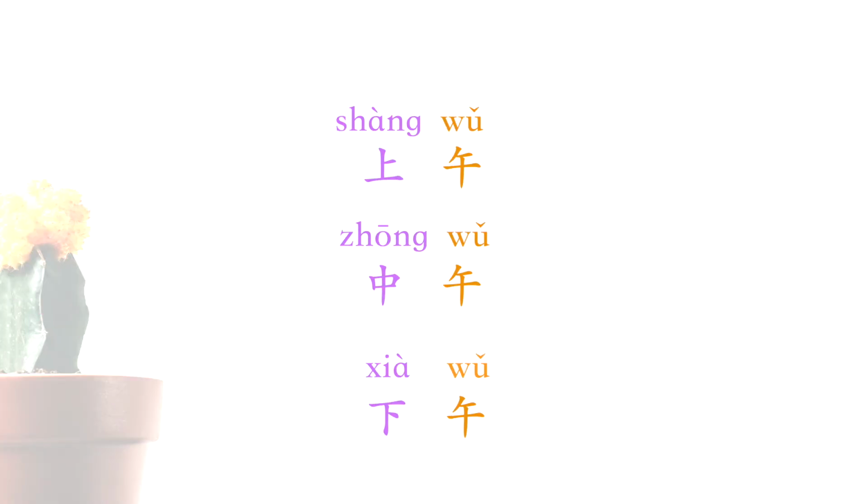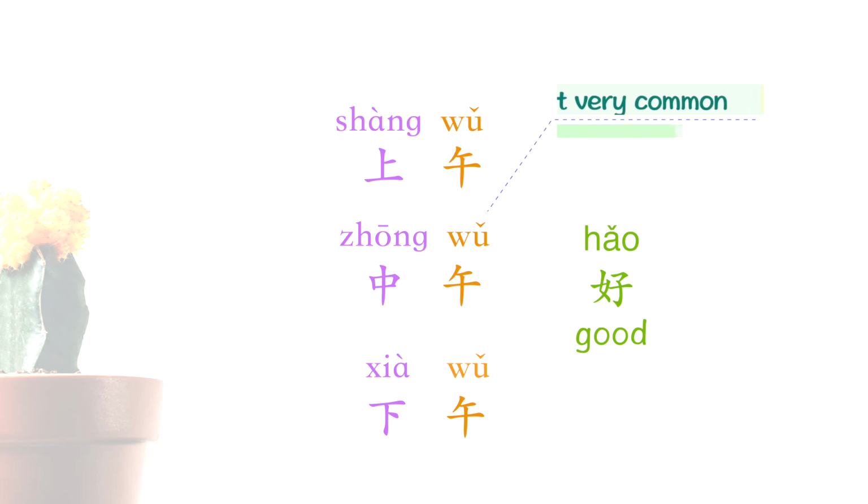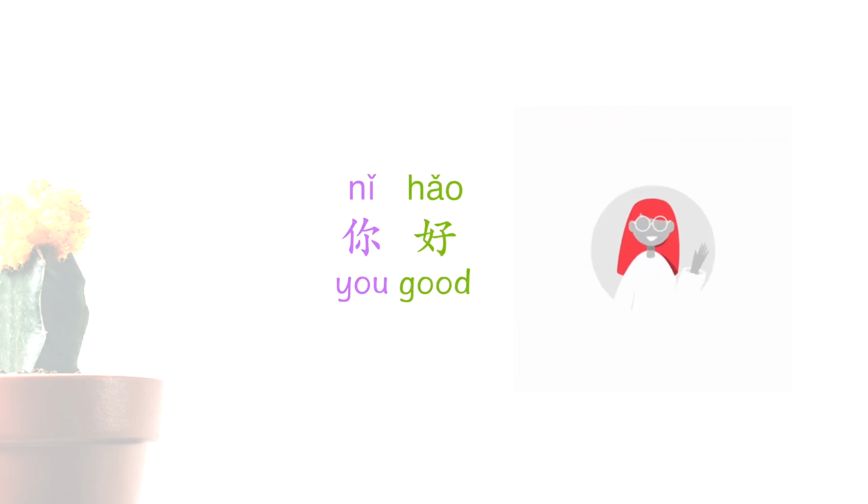To greet in those time periods is the same. Put a 好 good after them. 上午好, 中午好, 下午好. Even though 上午好 and 中午好 are not wrong, they're not as common as other greetings. Don't forget, you can always use the universal greeting 你好.